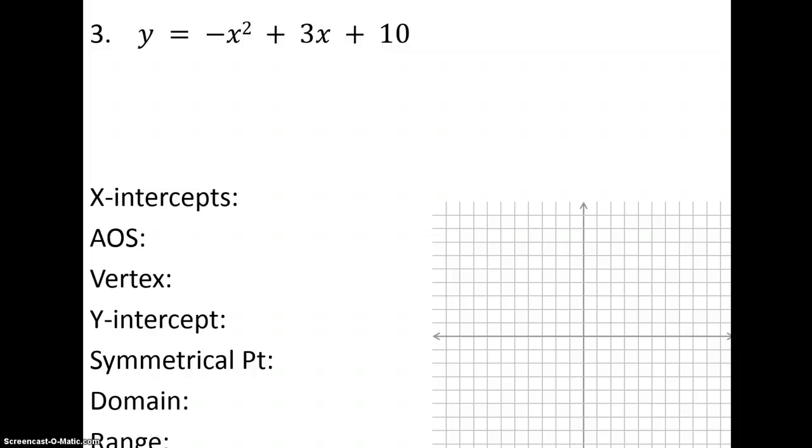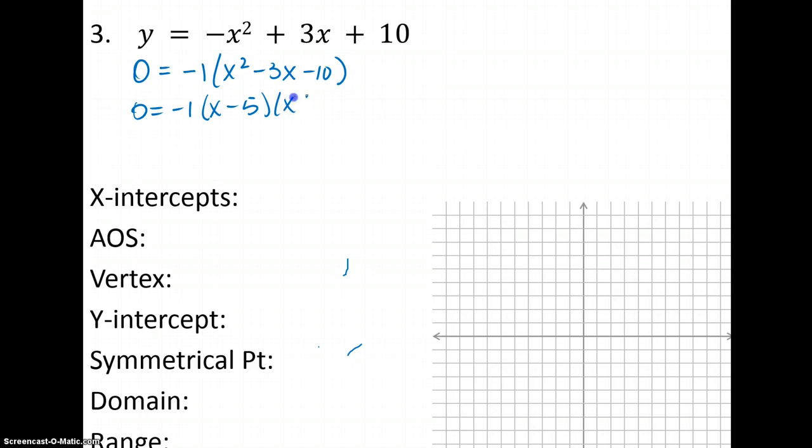All right, one more. In our introduction to quadratics, we learned that if the leading coefficient is negative, that means the parabola opens down. So before we do anything, we know that this parabola is opening down because of the negative out front. I'm going to start by setting it equal to 0. And I'm also going to factor out that negative 1. I get x squared minus 3x minus 10. By factoring out the negative 1, it will allow me to easily factor what's left inside. So I get 0 equals negative 1 times x minus 5 and x plus 2.